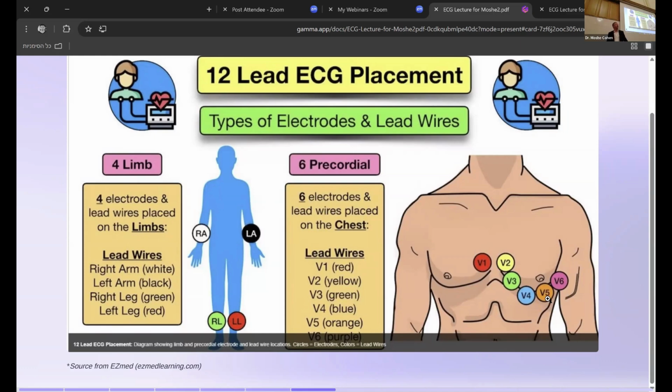Okay, good. So the idea is that it gives you different angles over the heart. When you see an ECG and you see 12 leads, you have the possibility to see the heart from different angles. So I can see the heart, let's say, looking from right to left.